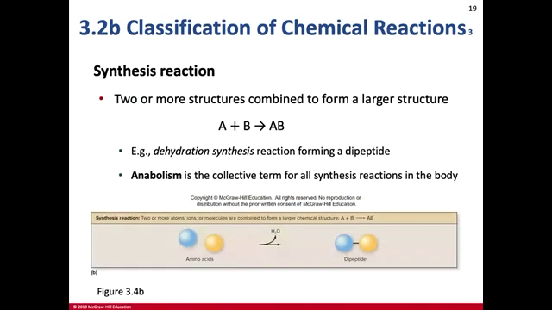In a synthesis reaction, we take two smaller molecules, or in some cases atoms, and we connect them to each other, and the result is a larger molecule. Energy has to be consumed in order for this reaction to occur. So we'll put the energy here, En, going into the reaction on this side.